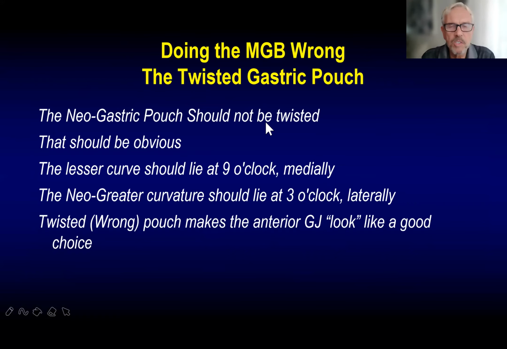So the neogastric pouch should not be twisted. That should be obvious. The lesser curvature should lie at 9 o'clock medially, and the neo-greater curvature should lie at 3 o'clock on the face of a clock. A twisted or wrong pouch makes the anterior GJ look good. If you think the anterior GJ looks good in your MGB, you've done a wrong, biased, damaged, mistaken, harmful operation.